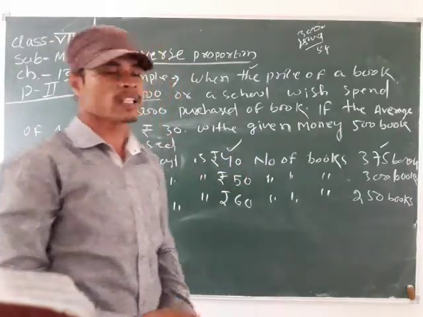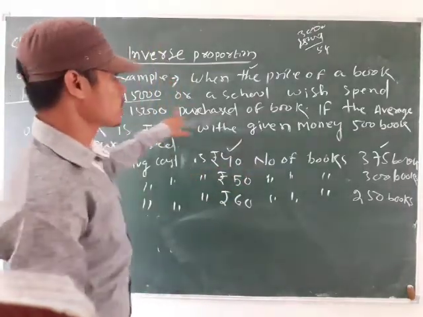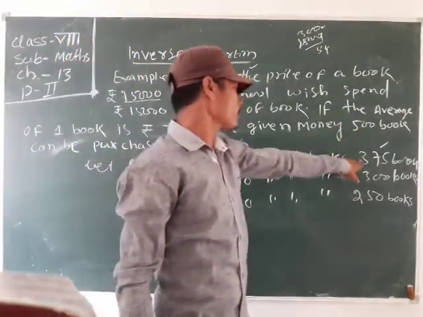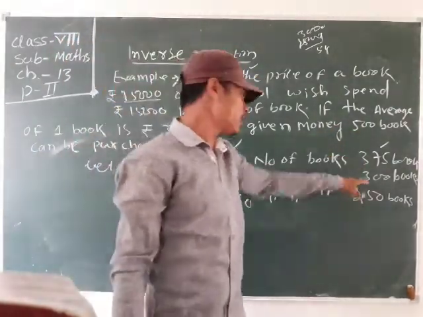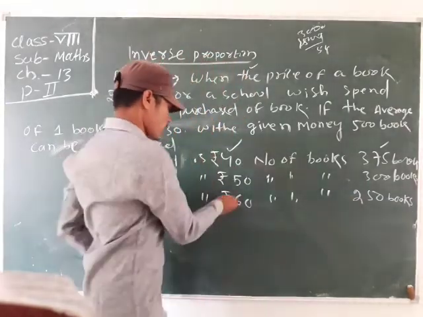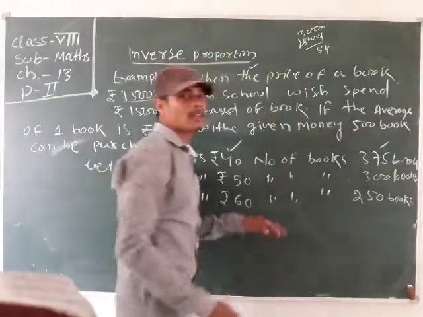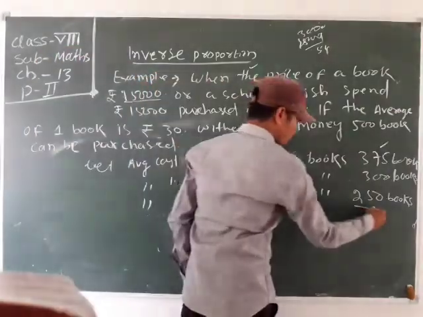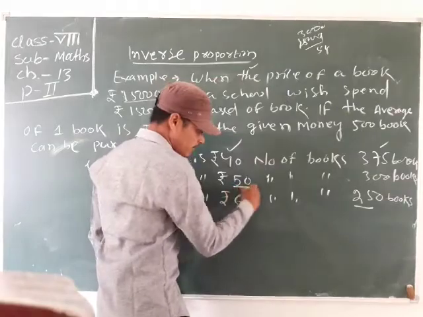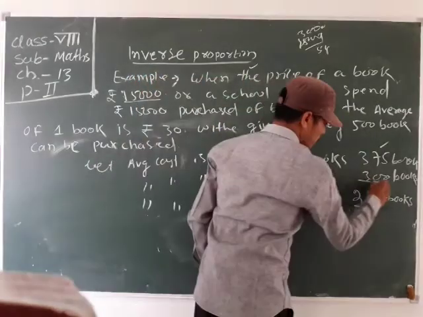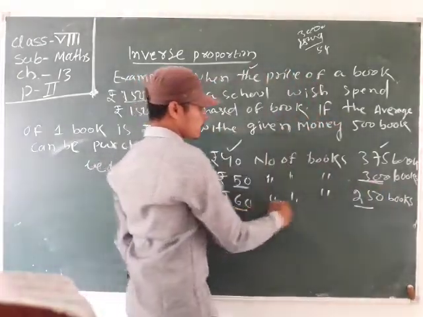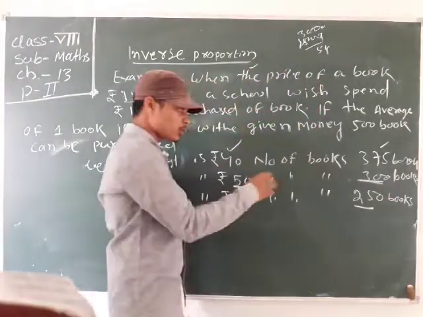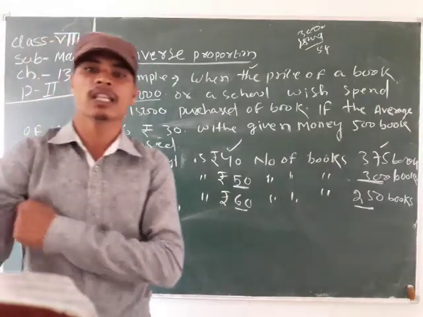In the first situation, there is 30 rupees, then 500. If the average is 40 rupees, then 375. Average 50, then 300. Average 60 rupees, then 250. Looking backwards, 60 gives 250, 50 gives 300. When the price decreases, the number of books increases. Compare both: they vary vice versa in each situation.